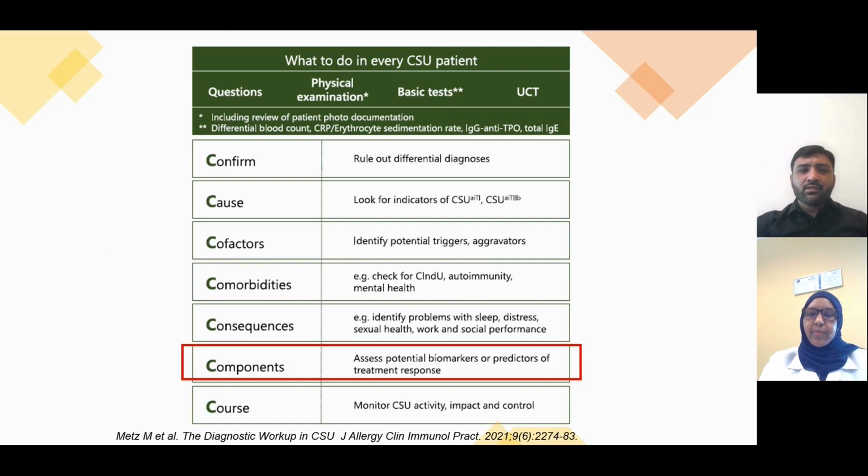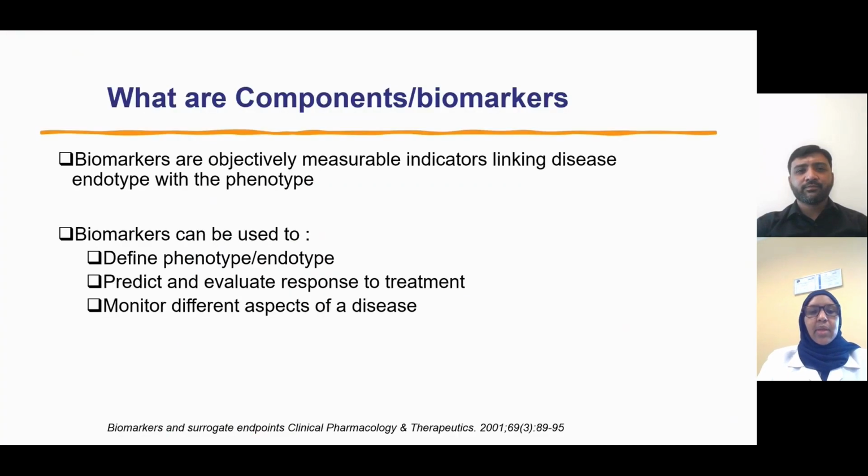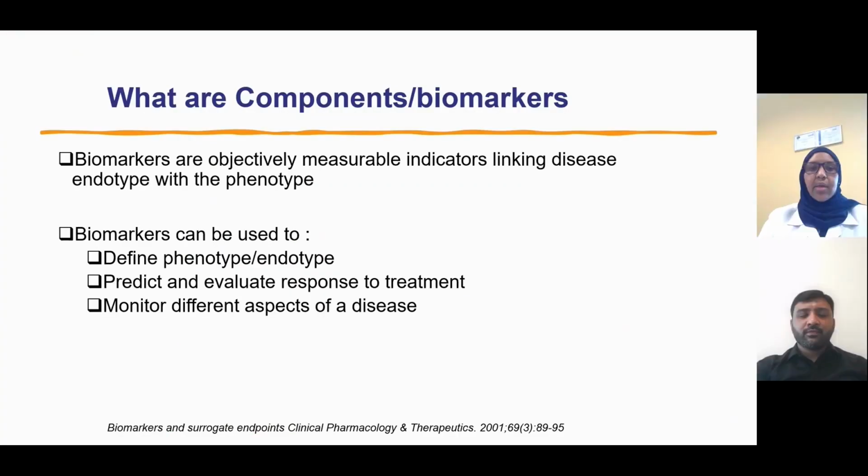So, Tayseer, can you tell us what are biomarkers and why do we need biomarkers in chronic spontaneous urticaria? Okay. Biomarkers or components are objectively measurable indicators that link disease endotype with phenotypes. Biomarkers in general for any disease can be used to define phenotype, endotype. They predict and evaluate response to specific treatment and monitor different aspects of a disease.